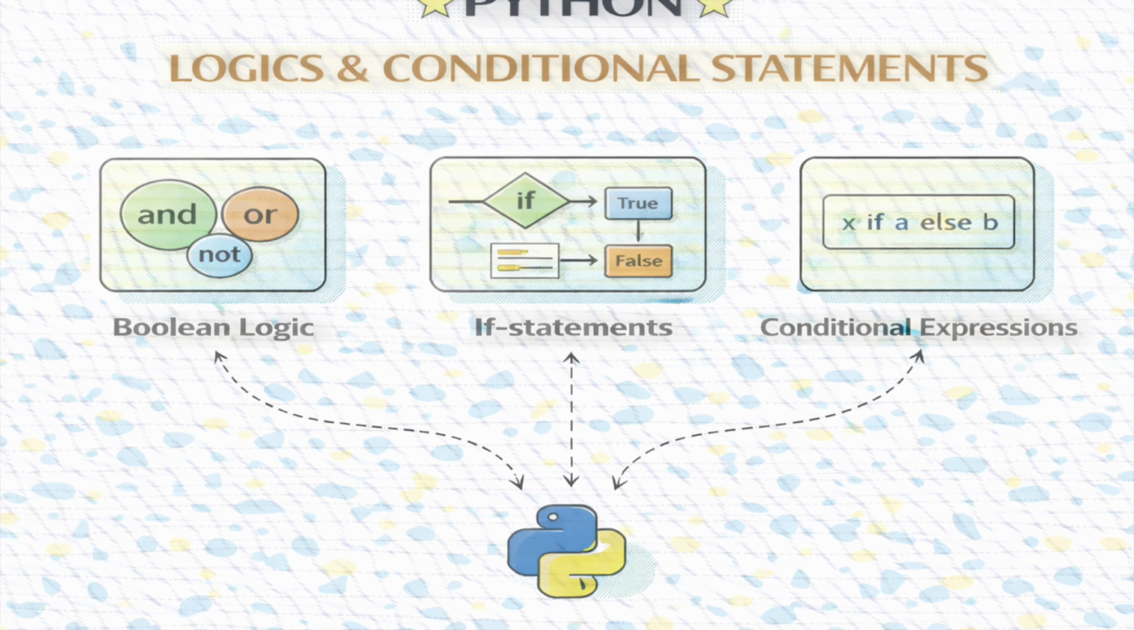Otherwise, you have to show an error message. You have to do something else. There has to be an alternative path. And that brings us to the two-way selector. This is where you use the if statement and you follow it up with an else statement.